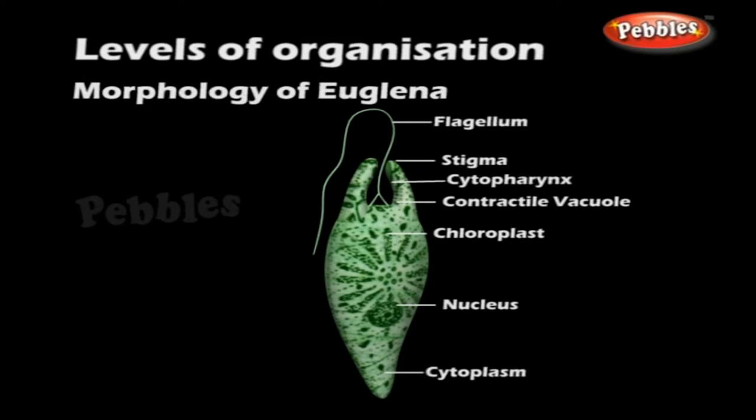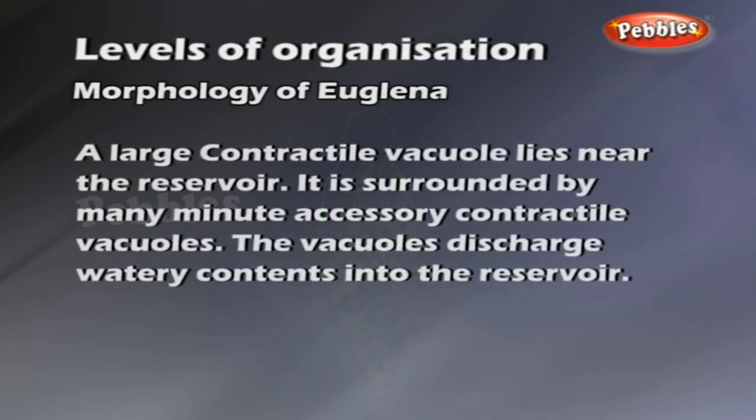There is a photoreceptor apparatus, which includes stigma and paraflagellar body near the cytopharynx region of Euglena. A large contractile vacuole lies near the reservoir. It is surrounded by many minute accessory contractile vacuoles. The vacuoles discharge watery contents into the reservoir.